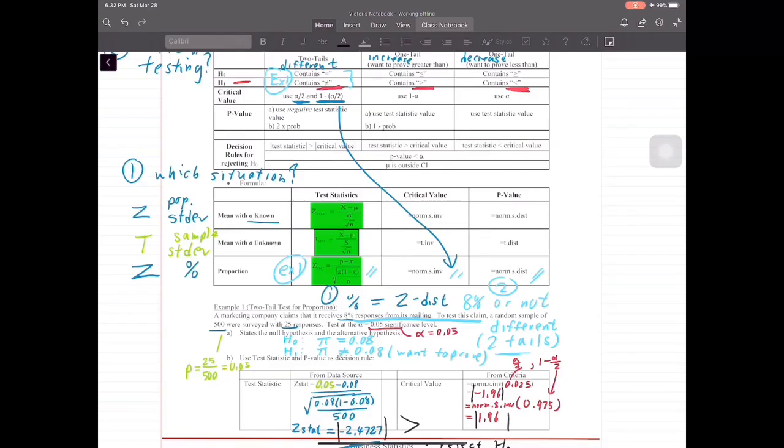The second question you need to ask is which testing you're dealing with. And how we know which testing we're dealing with is because when we look at the question, the first two sentences, we're trying to prove whether the response is 8% or not. So is it 8% or is it different than 8%? That's what we're trying to prove. So once we understand what we're trying to prove, is it equal to 8% or is it not equal to 8%, then we know that we're in the two-tailed testing. And that is step 1, asking the two questions, which situation and which testing.